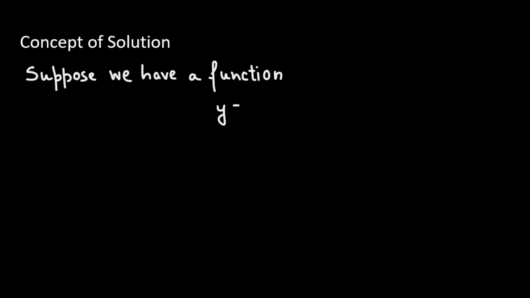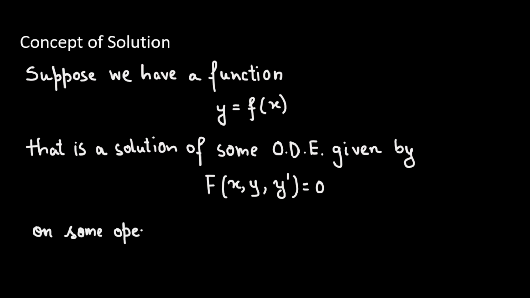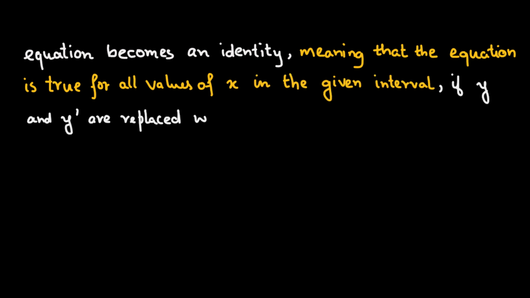Concept of solution. Suppose we have a function y equals f of x that is a solution of some ordinary differential equation given by F of x, y and y prime equals 0 on some open interval x lying between a and b. Then the differential equation becomes an identity, meaning that the equation is true for all values of x in the given interval if y and y prime are replaced with f and f prime respectively.